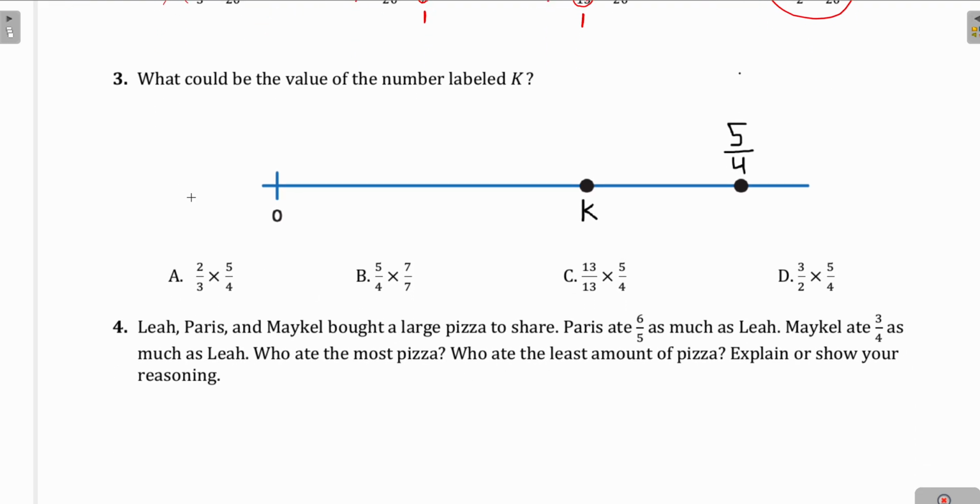Okay, let's look at this next problem. We have a very similar problem. What could be the value of the number labeled K? Okay, so now we're comparing 5/4 to K. So 5/4 of something, or something of 5/4, is going to be K. Let's find out what that is.